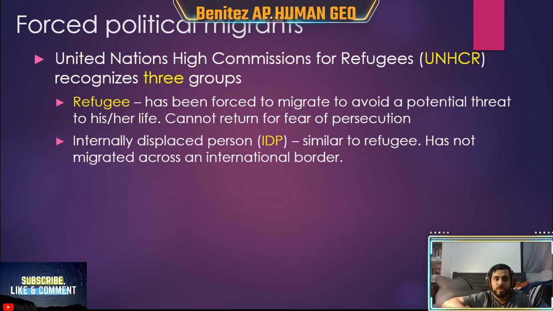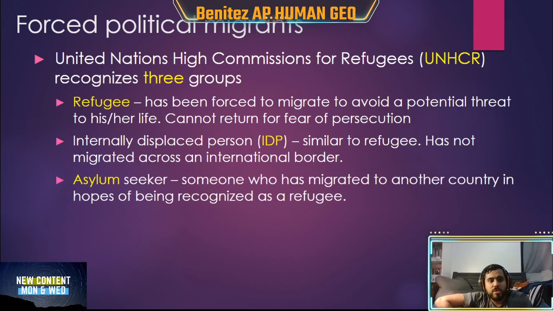Another group of people is called the internally displaced people. They are similar to refugees. These people are trying to escape, but they haven't been able to leave their country. The reason they don't leave is because the government is closing the borders. What's a good example? North Korea. North Korea has tight border control, so it's difficult for people to leave the country.